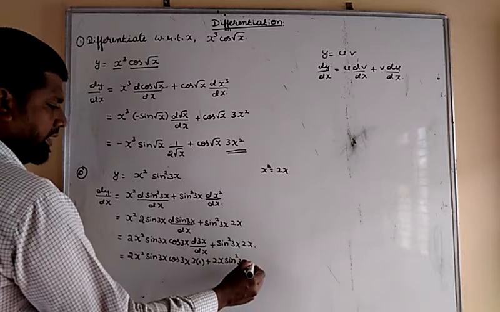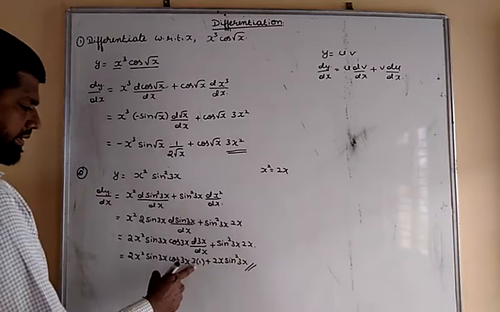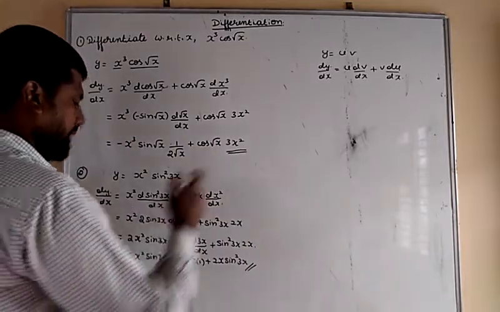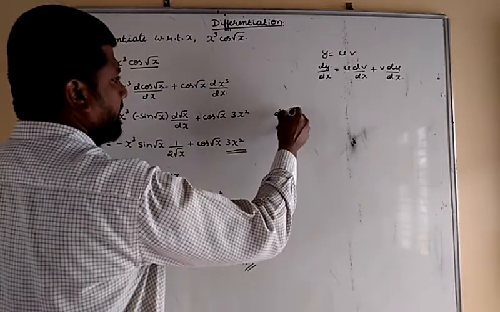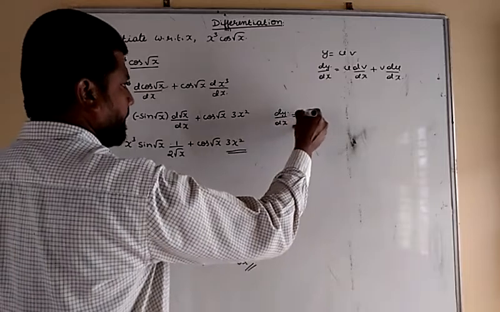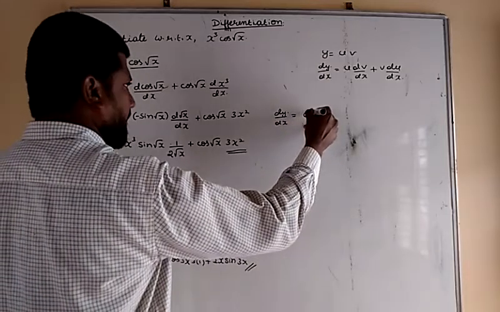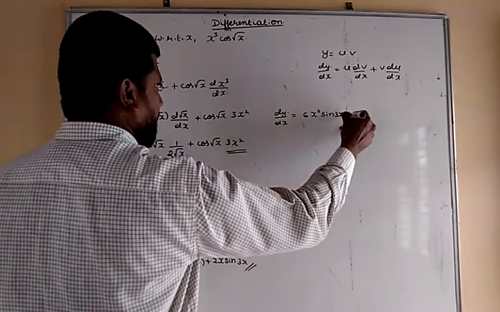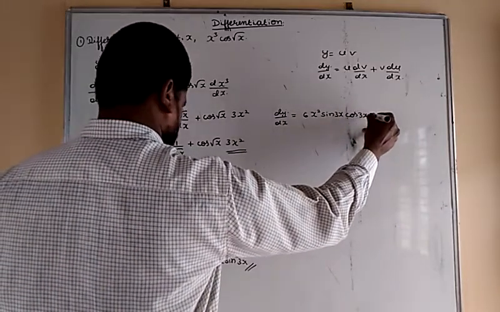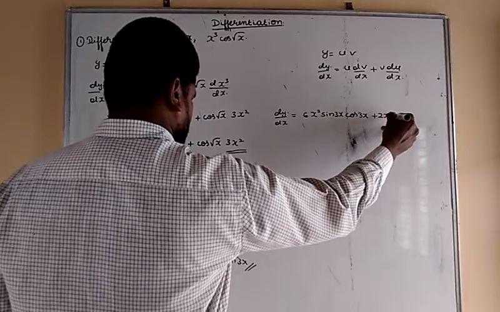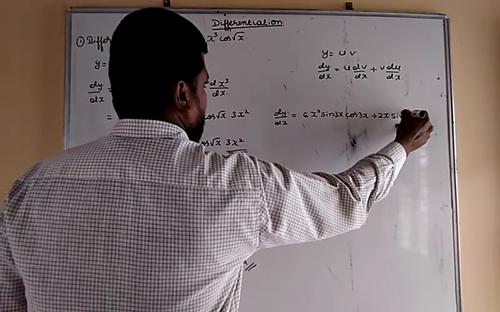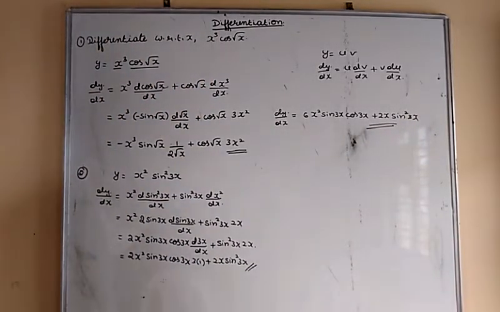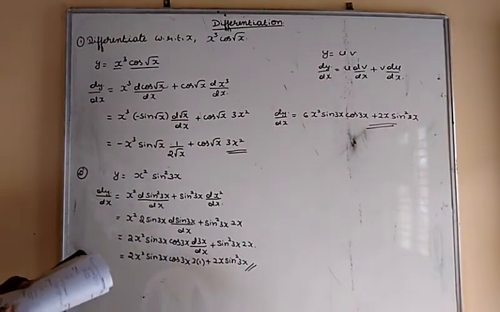You can leave it up to here or you can multiply with this. 3 2s are 6. So differentiation of y with respect to x is equal to 6x square sin 3x cos 3x plus 2x sin square 3x. Okay, this is the product rule.